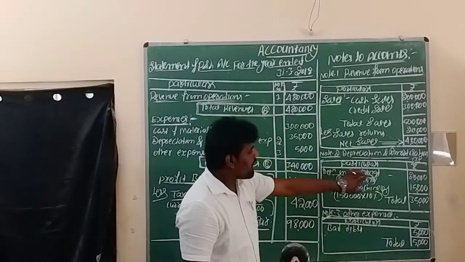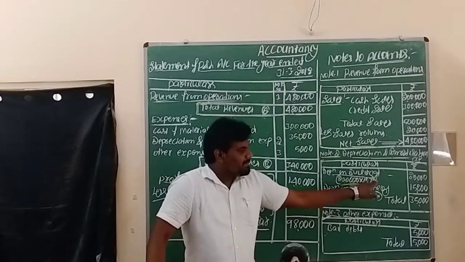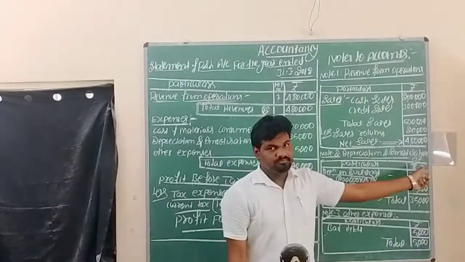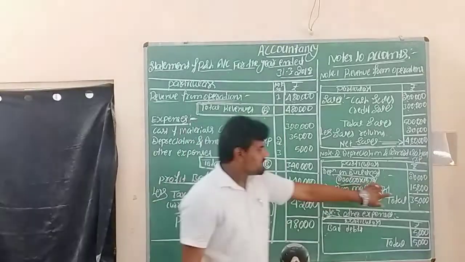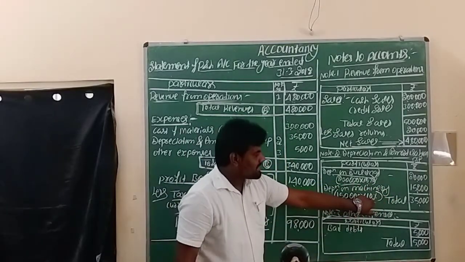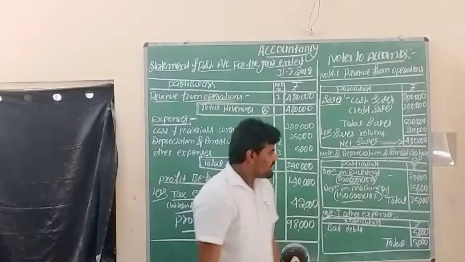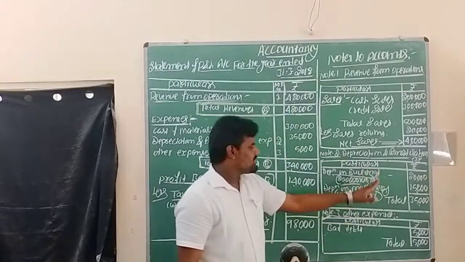So depreciation on buildings. The value of buildings is 2 lakhs rupees, right? 2 lakhs into 10% you will get 20,000 rupees. And depreciation on machinery. The value of machinery is 1,50,000. 1,50,000 into 10% is 15,000 rupees. This is the total depreciation on buildings as well as machinery.